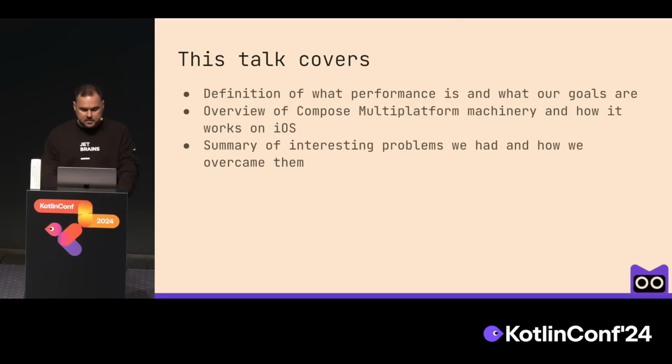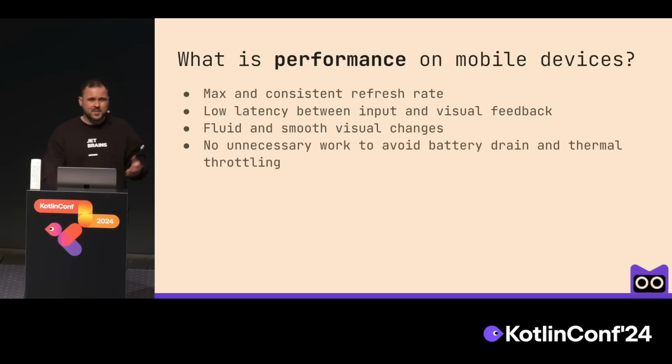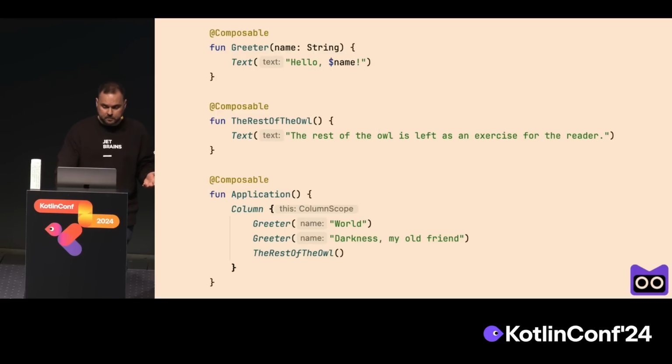So this talk covers definition of what performance is and what our goals are, overview of Compose multiplatform machinery and how it works in iOS, and summary of interesting problems we had and how we overcame them. So what is performance on mobile devices? In our view, it's max and consistent refresh rate, low latency between input and visual feedback, fluid and smooth visual changes, and also avoiding unnecessary work to avoid battery drain and thermal throttling.